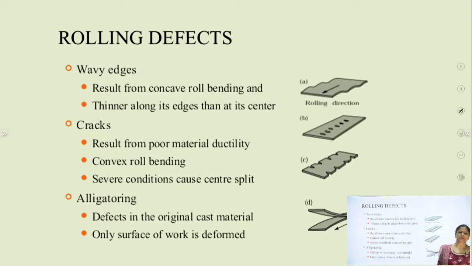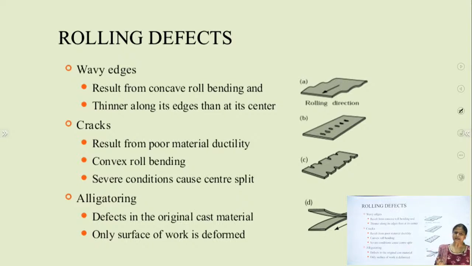So there are some defects in the rolling operation like wavy edges, cracks and alligatoring. These are the more common defects of the rolling operations. Wavy edges, as we can see in this figure, is showing the wavy edges defect. It results from concave roll bending, when the material is thinner along its edges than at its center. So this kind of defect generally appears.